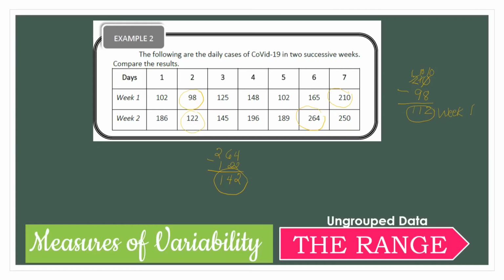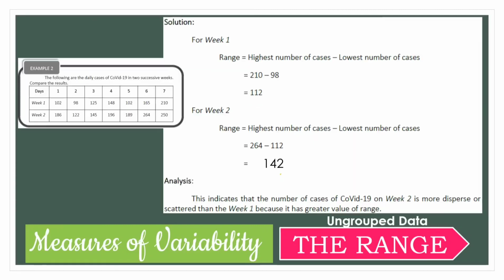For week 1, the highest number of cases is 210 and the lowest is 98. We subtract those two, so 210 minus 98 is equal to 112. That is the range for week 1. How about for week 2? The highest number of cases is 264 and the lowest is 122. When we subtract those two, the result is 142. From that, we can identify which week has a greater dispersion.